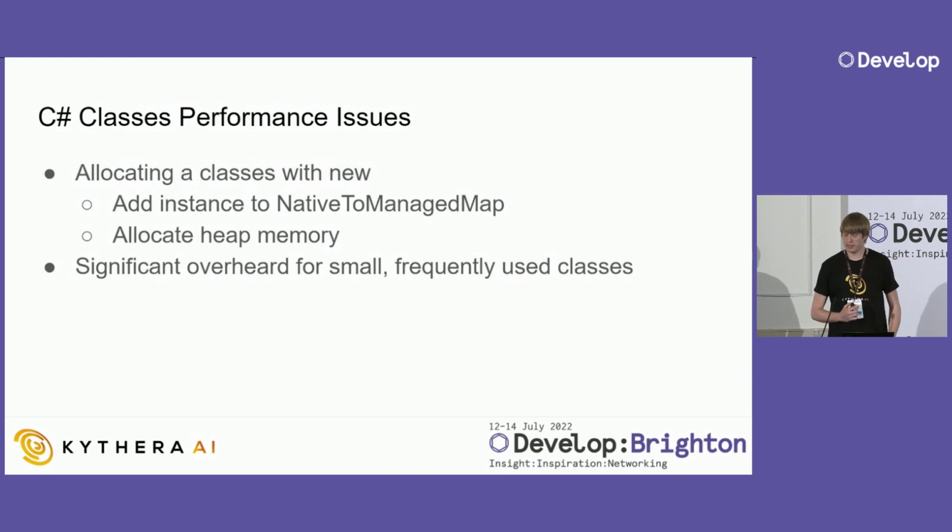And also performance. As you've seen, when we allocate a new class with new, we add it to this native to managed map. It's a hash map, it's thread safe, so not something we consider fast. It's fine most of the time, but if we do that thousands of times per frame, it will be an issue. It also allocates heap memory, and depending on how big your class is, this might also be a big overhead.